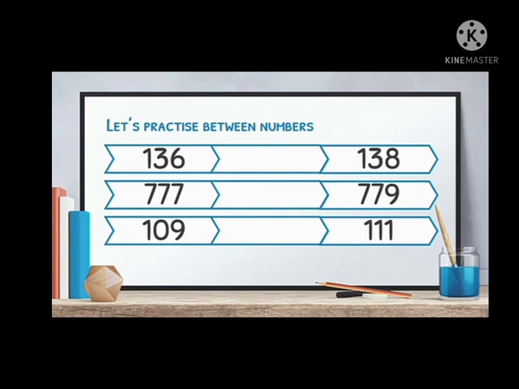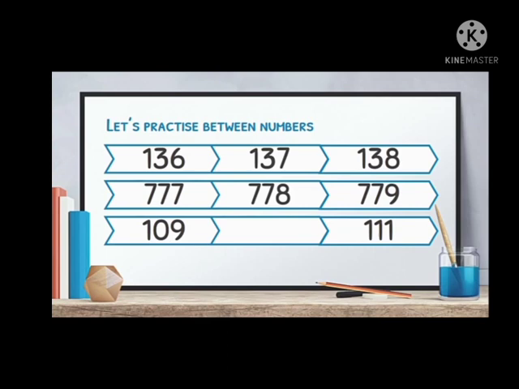Okay. Then next we can say the between numbers. Some numbers are given. First we want to practice 136 and 138. We want to write the in between number of 136 and 138. That is 137. Okay, next we have 777 and 779. In between which number will come? That is 778.